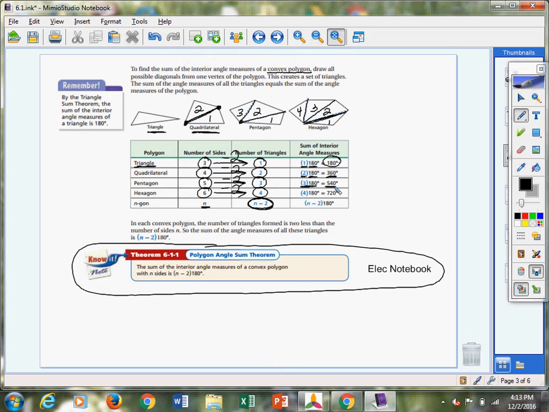The polygon angle sum theorem says if you have a convex polygon and you want to know the total degrees of all the interior angles, the sum of all those interior angles, this is how you calculate it. You take the number of sides and subtract 2. That gives you the number of triangles inside the polygon. Multiply that times 180, because each of those triangles is 180 degrees, and you'll have the total number of degrees for the entire interior angles of that polygon. I hope I made some sense there.